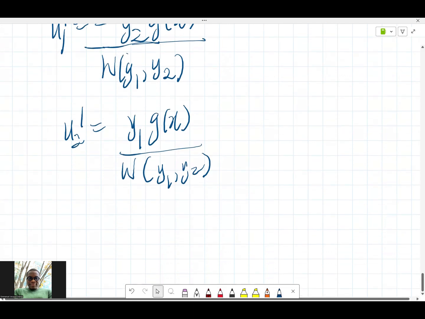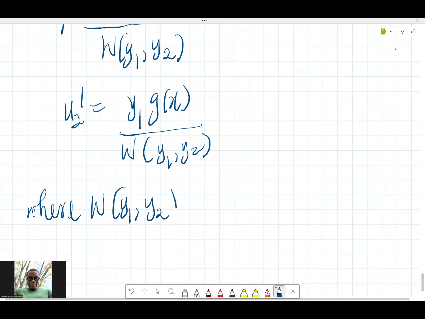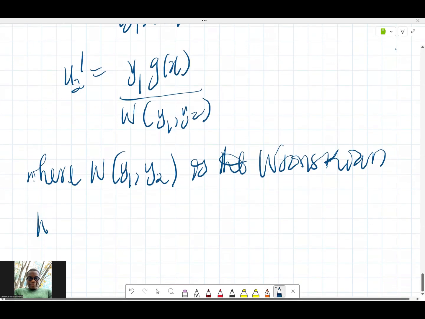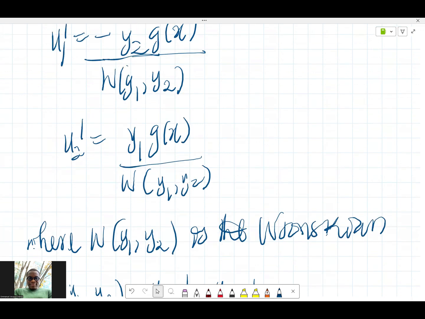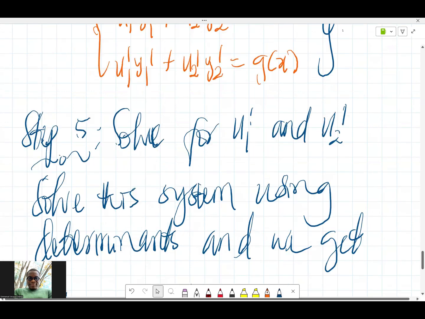Okay. So you'll be wondering, where is this w thing coming from? You should know that w of y1 comma y2 is the Wronskian, which is y1 y2 prime minus y2 y1 prime. So all of that is coming from this system of equations, right?